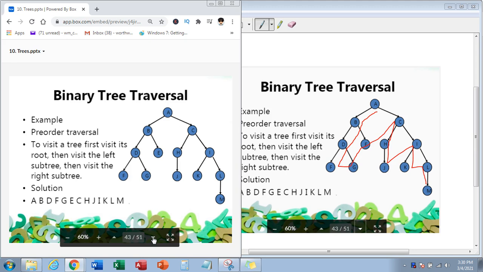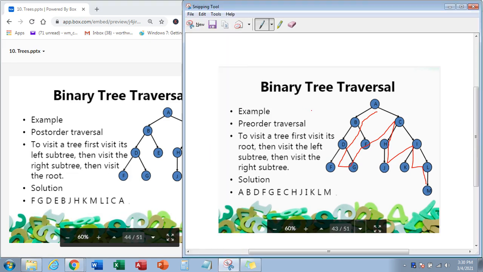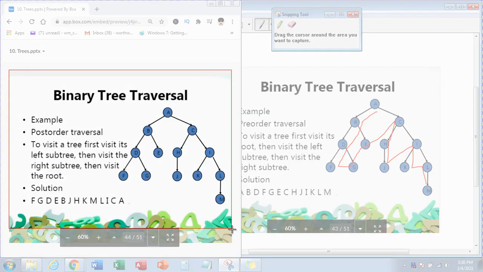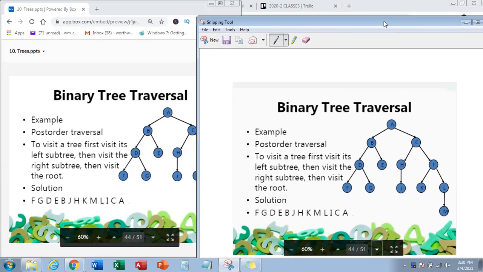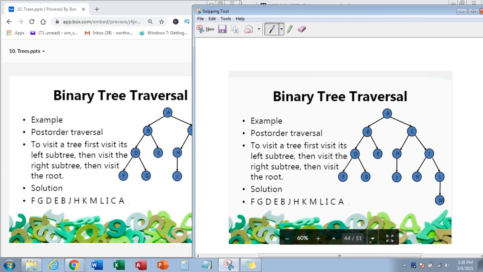Sa post order naman, again, we will take this. We have to visit from the left, then the right, then the root, no? So F, G, D, E, B. Then, hindi tayo punta sa root, punta tayo sa right. J, H, K, M, L, I, C, then the root A.